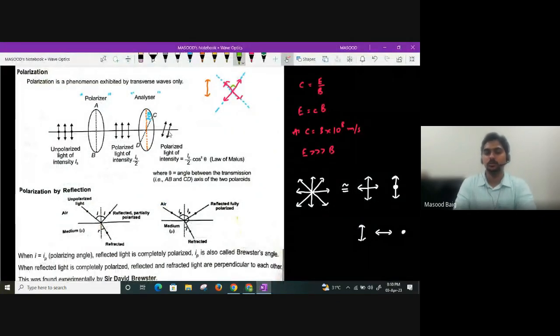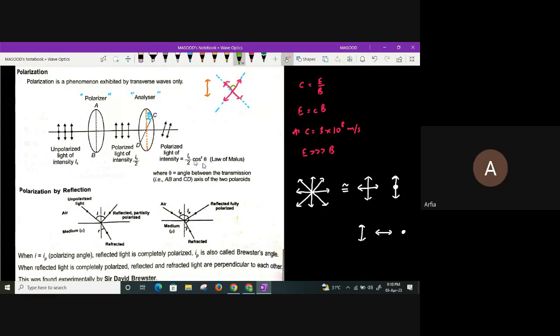Yes or no? As per Malus law, the final intensity will be I naught by 2 cos square theta, guys. I hope it is clear. Is that clear, everyone?